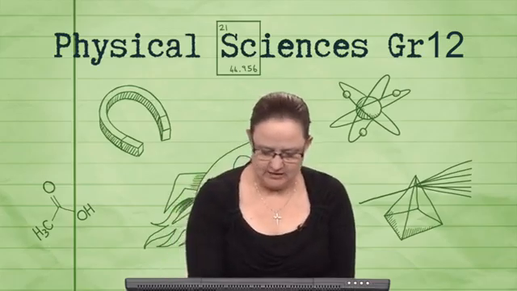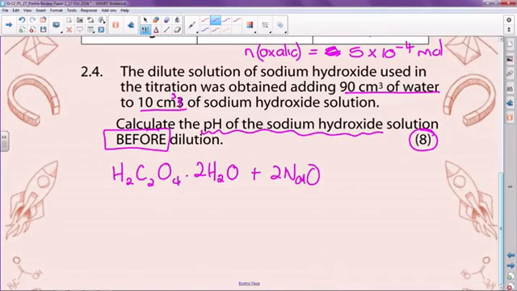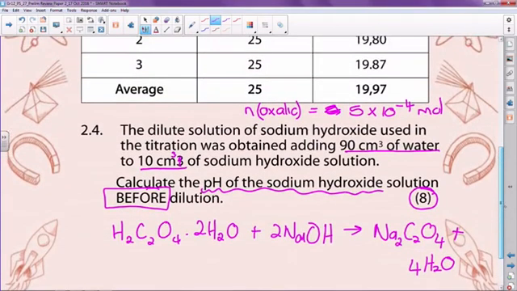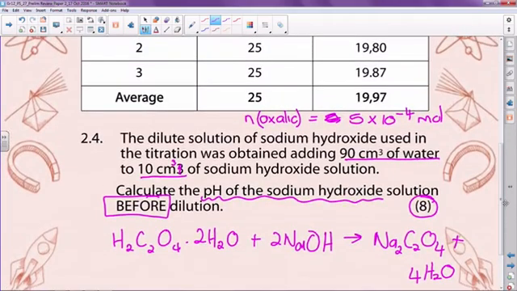You need the balanced equation again, so let me write that down for you. H2C2O4 2H2O plus 2NaOH, which then gives me Na2C2O4 plus 4H2O. You now have all the information you need. You have 3 minutes and your time starts now.